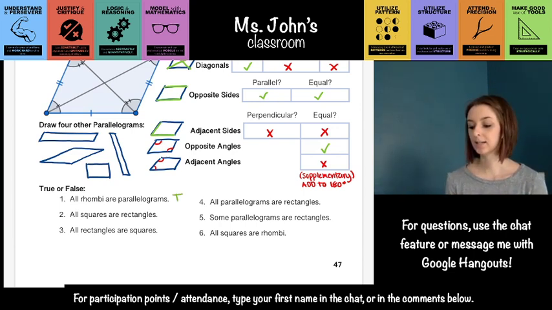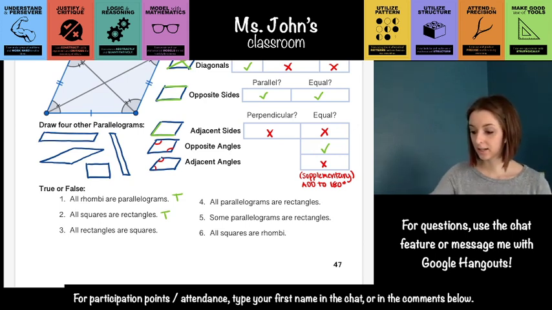Second, all squares are rectangles. Yes, that is also true. So squares have an added definition part that says that all four sides have to be the same, but they also include the same definition for a rectangle, which is that all four of its angles have to be 90 degrees. So any square you can imagine in your brain can also qualify as a rectangle. So this is true.